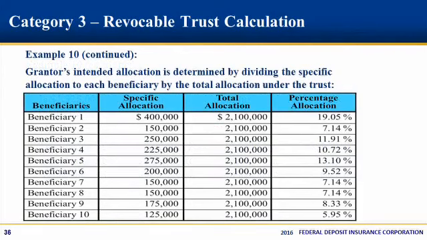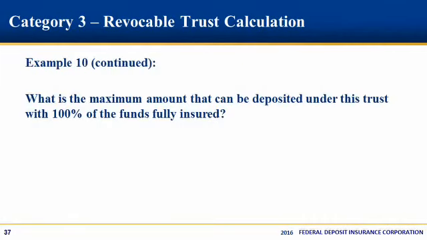To reduce the total deposit to an amount with no uninsured funds, we must proportionately reduce each beneficiary's dollar allocation so that no one beneficiary's interest exceeds $250,000. To do this, we must start by converting each of the 10 beneficiaries' specific dollar allocation to a percentage of the total of all allocations provided for under the trust agreement. So John's next question to you would be, what is the maximum amount that can be deposited using this trust with 100% of the deposit fully insured?